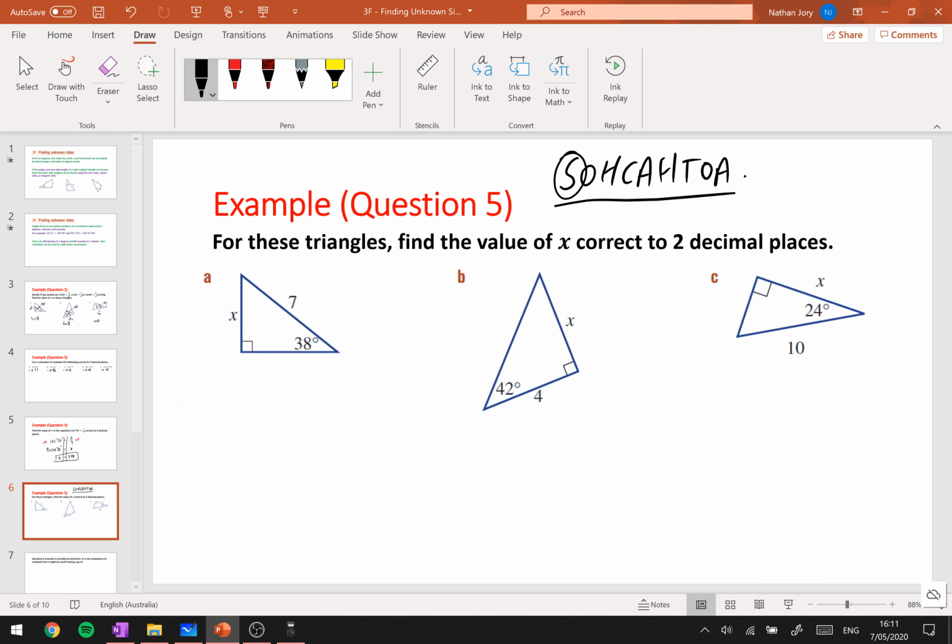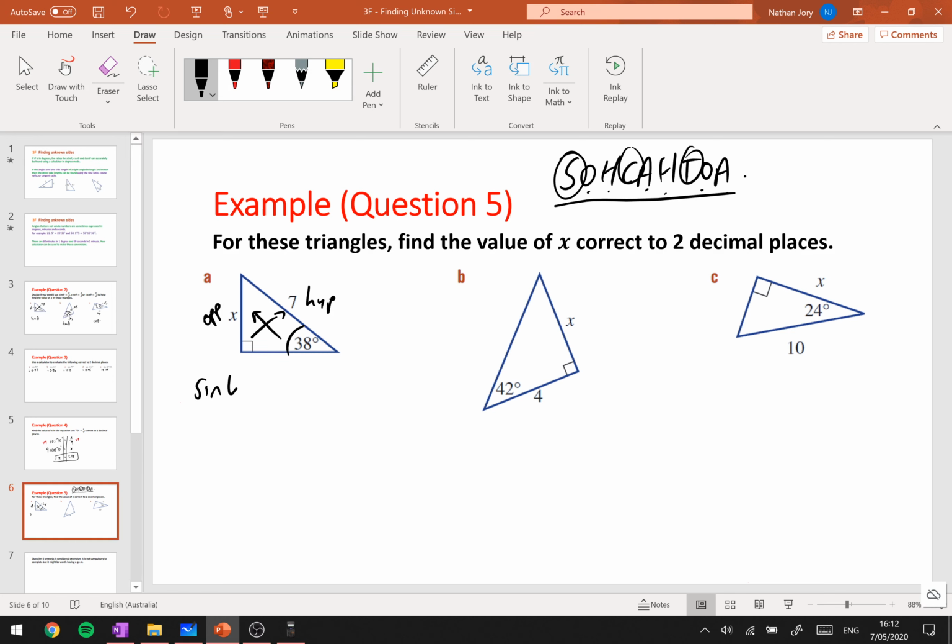So sine uses O and H, which is opposite and hypotenuse. Cos uses A and H, and tan uses O and A. So looking at this triangle down here, we've got the 38 degrees. We've got a hypotenuse, which is the 7. And we've got the opposite, which is x. Okay, so the trig ratio that uses opposite and hypotenuse is sine.